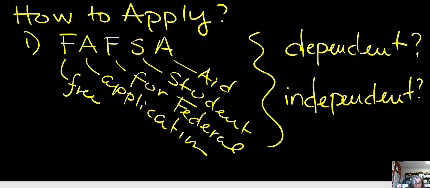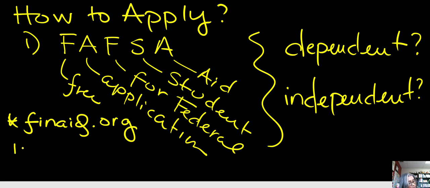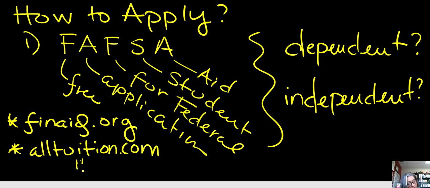And so what you can do is you can compare private loans on websites like finaid.org or alltuition.com. So these would be great sites for information about private loans.